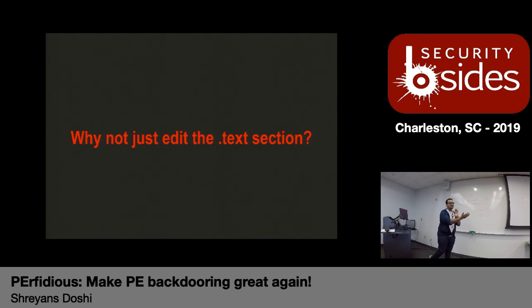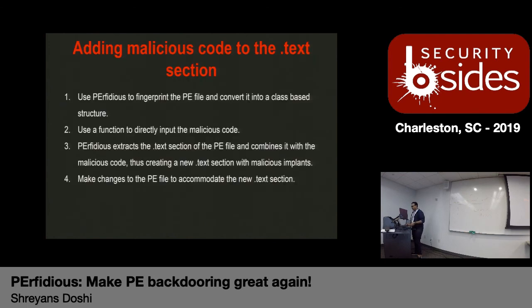Because when you change the text section, it is usually the first section that exists after the section headers, right? So when you change that, you basically move everything that comes after it, right? So you need to be able to map everything inside the PE file in such a way that if you make one change inside the PE file, all those changes are reflected back into everything that follows, right? That is where Perfidious comes into the picture, right?